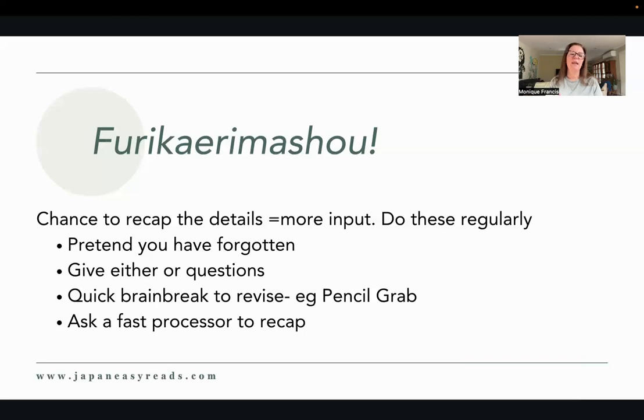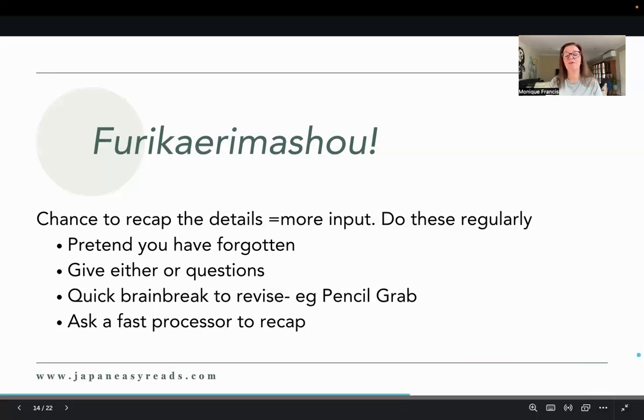Another way to recap is to ask a fast processor to recap. So one of your 2%ers, the ones that process things really, really quickly, they can do a quick recap. You choose the ones that like to use and showcase their own language to do a little recap.